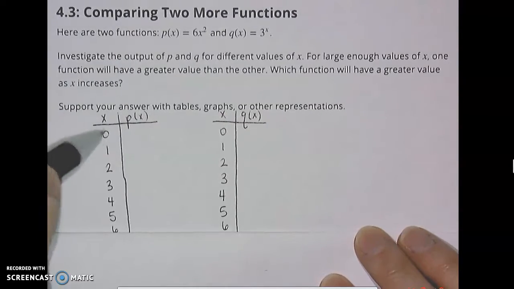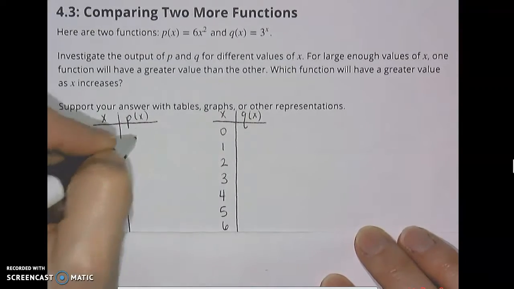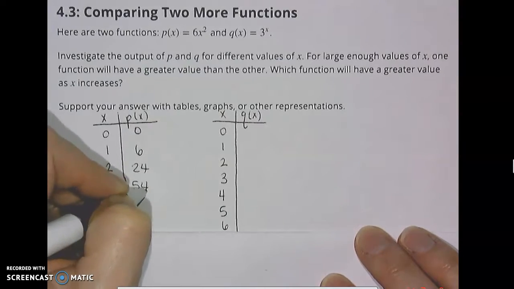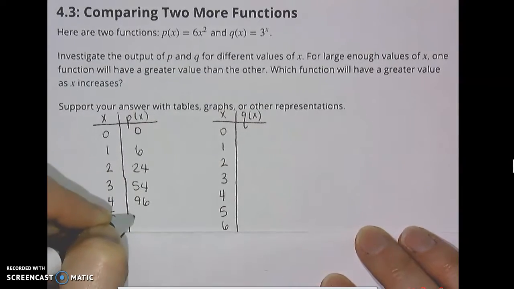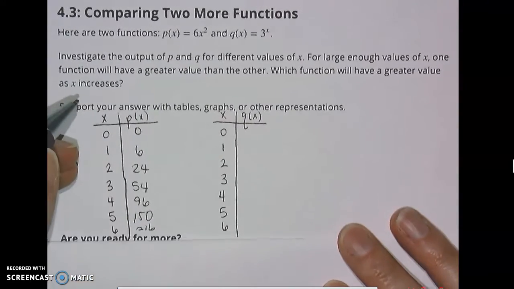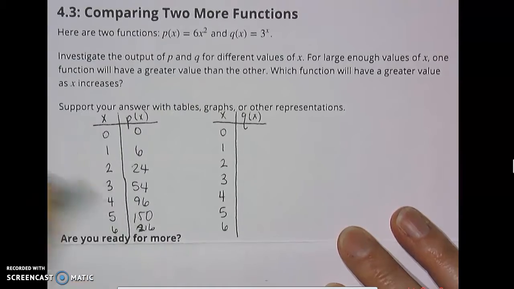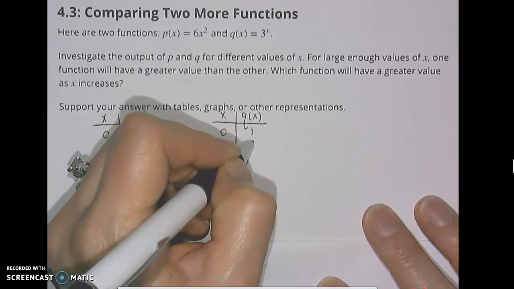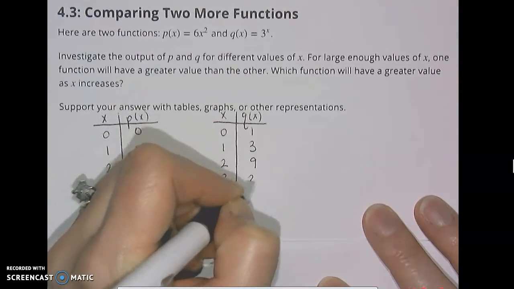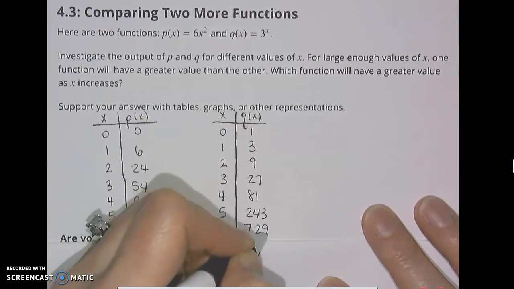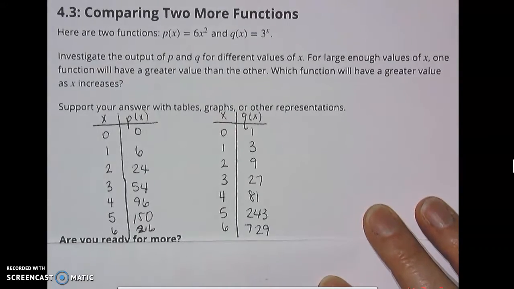If we take these values and substitute them in for p, we would get 0, 6, 24, 54, 96, 150, and 216 if you evaluate that. And on the q of x, if we take 3 to each of those powers, anything to the 0 power is 1, and then 3, 9, 27, 81, 243, and 729. Obviously those charts keep going from there, but that's what we're going to look at.